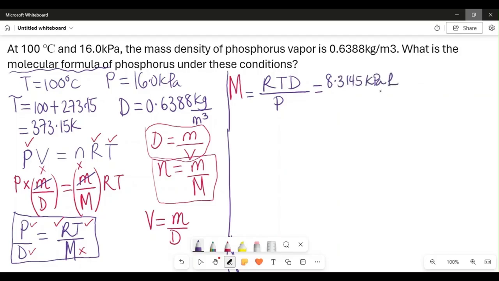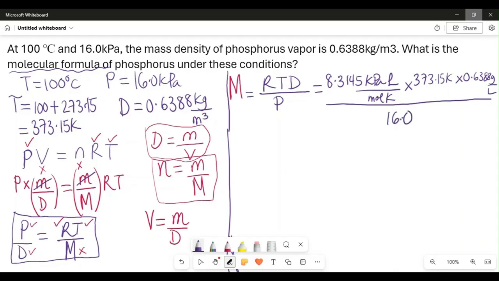So kPa times liter divided by mole Kelvin, times temperature 373.15 Kelvin, times density 0.6388 gram per liter. All of that information divided by pressure, which is 16.0 kilopascal. So we're going to cancel out kilopascal, kilopascal, Kelvin, Kelvin, liters, liters. So you put all of this information in your calculator. But before we do, let me rewrite it down for any student that may be confused, because this is a lot of information.